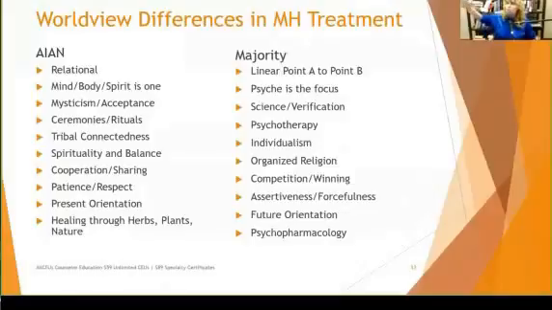And we tend to look towards psychopharmacology and drugs instead of going first to herbs, plants, and nature. So there's different approaches. It doesn't mean our way is wrong. It just means they will have a different approach, and we need to respect that. So if they want to go to their tribal healer or a tribal elder or whatever as part of their treatment, great. Let's figure out how to integrate that into the plan.